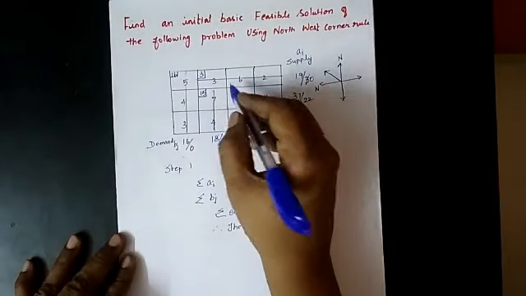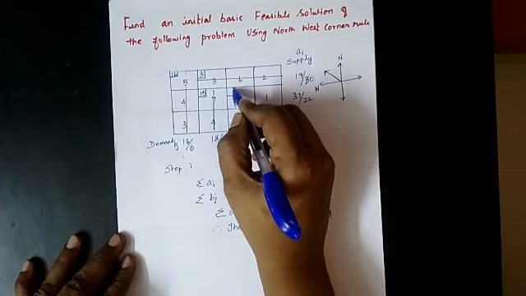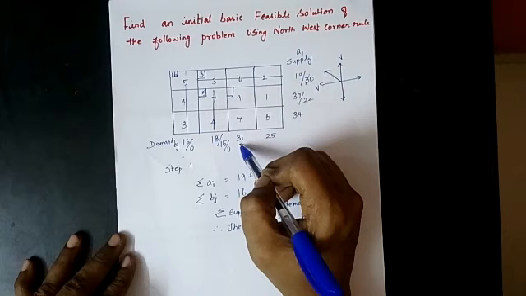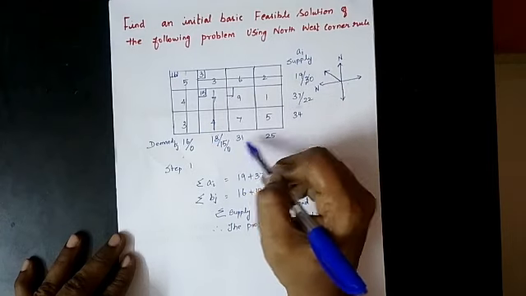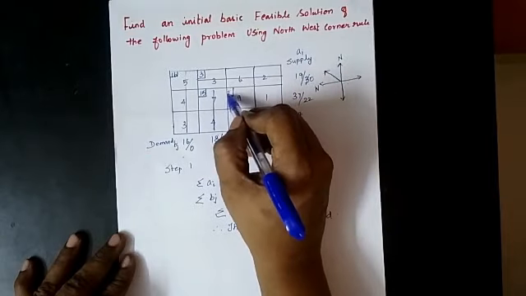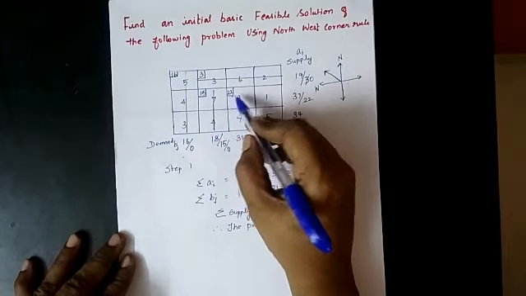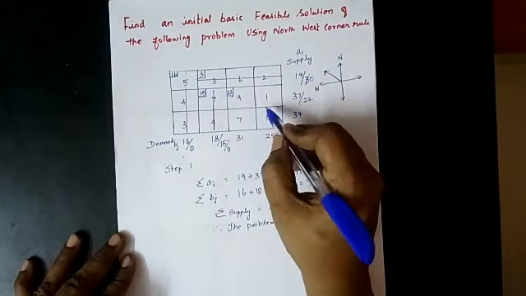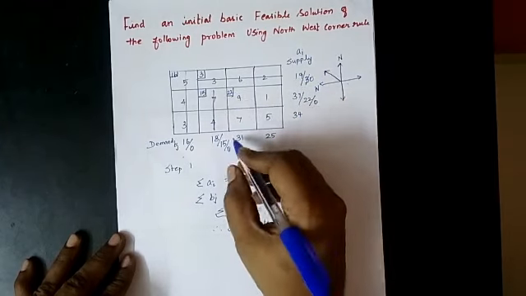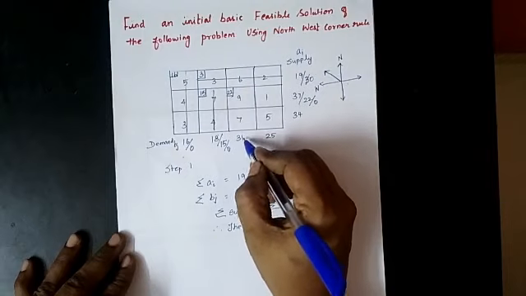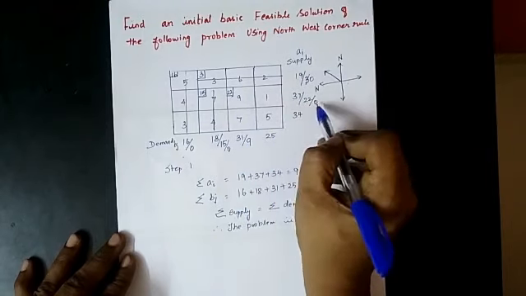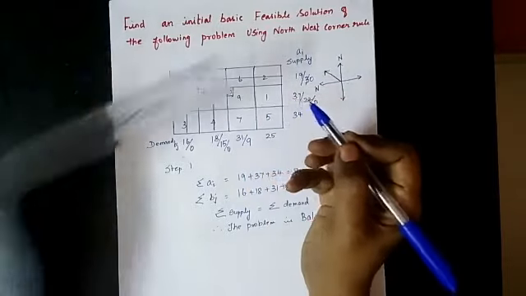Now the next northwest corner cell is this. Check the demand, check the supply. Here it is 31 and here it is 22. So the lowest value is 22. Allocate it to this cell. Now subtract 22 here, we'll get 0. Subtracting 22 here, we'll get 9. Now we have 0 in this row, so strike that row.